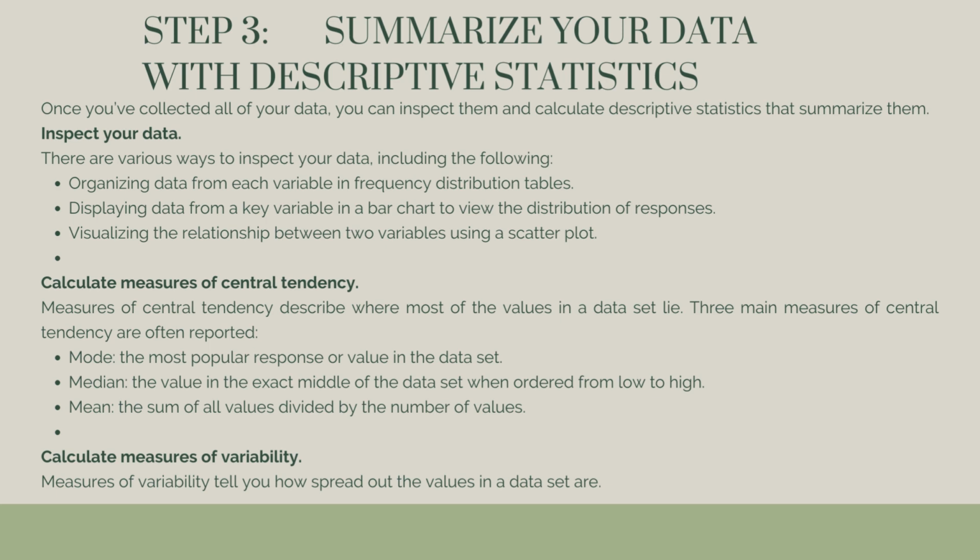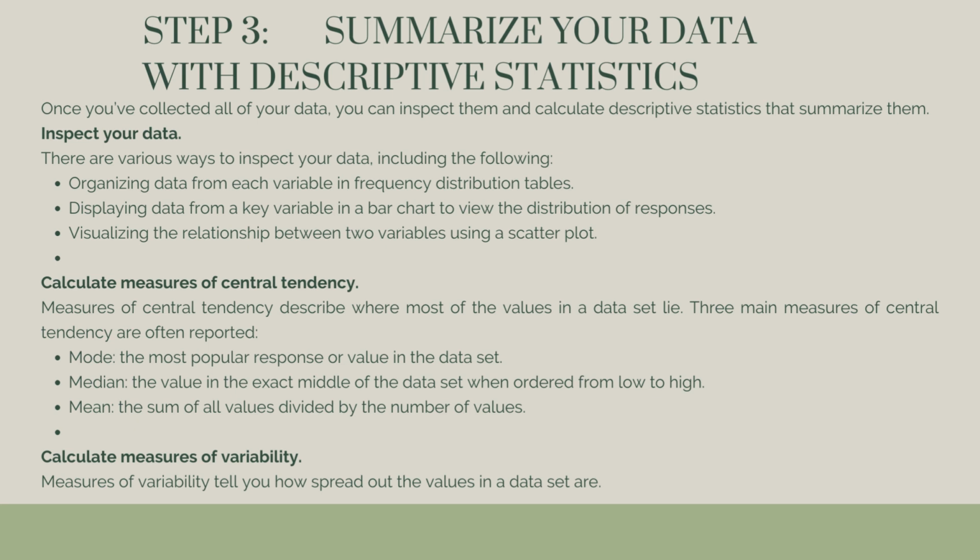Three main measures of central tendency are often reported: mode, the most popular response or value in the data set; median, the value in the exact middle of the data set when ordered from low to high; mean, the sum of all values divided by the number of values.